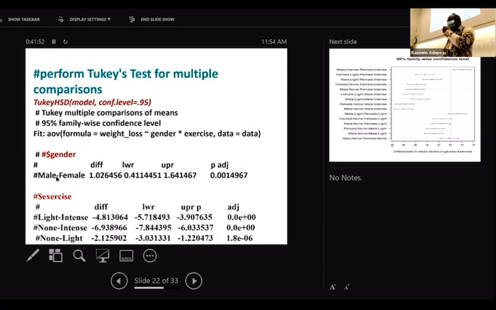Now, in the multiple comparison test for gender, of course, that is confirming again, there's a significant difference between the weight loss experienced by male and female, because the p-value here is less than 0.05. Okay, I'm talking about that one there, right?